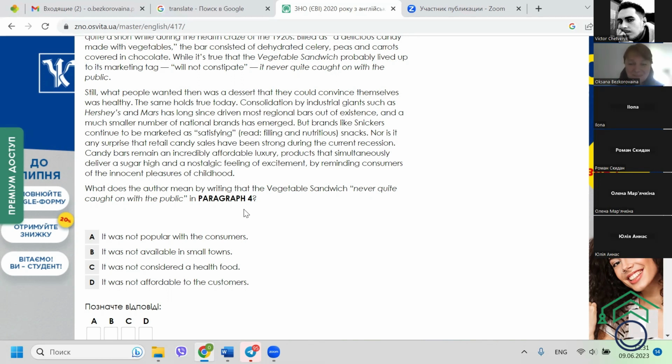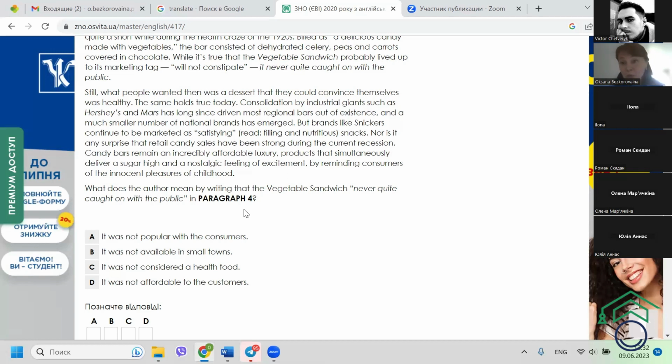Що мав на увазі про цей батончик, що він ніколи... Овочевий бутерброд, да? Якщо перекладати назву. Що він ніколи не never quite caught. Ну, код це ціна. Catch-caught. Господи. Ціна, price, да? Never quite caught on with the public, да? Я забув, вилетіло з голови кетч. Я знаю. Catch – це спіймати. Ловити – спіймати, да? Never quite caught on with the public. Ну, дослівно, його ніколи публіка не спіймала. Да? Він не був спійманий публікою.